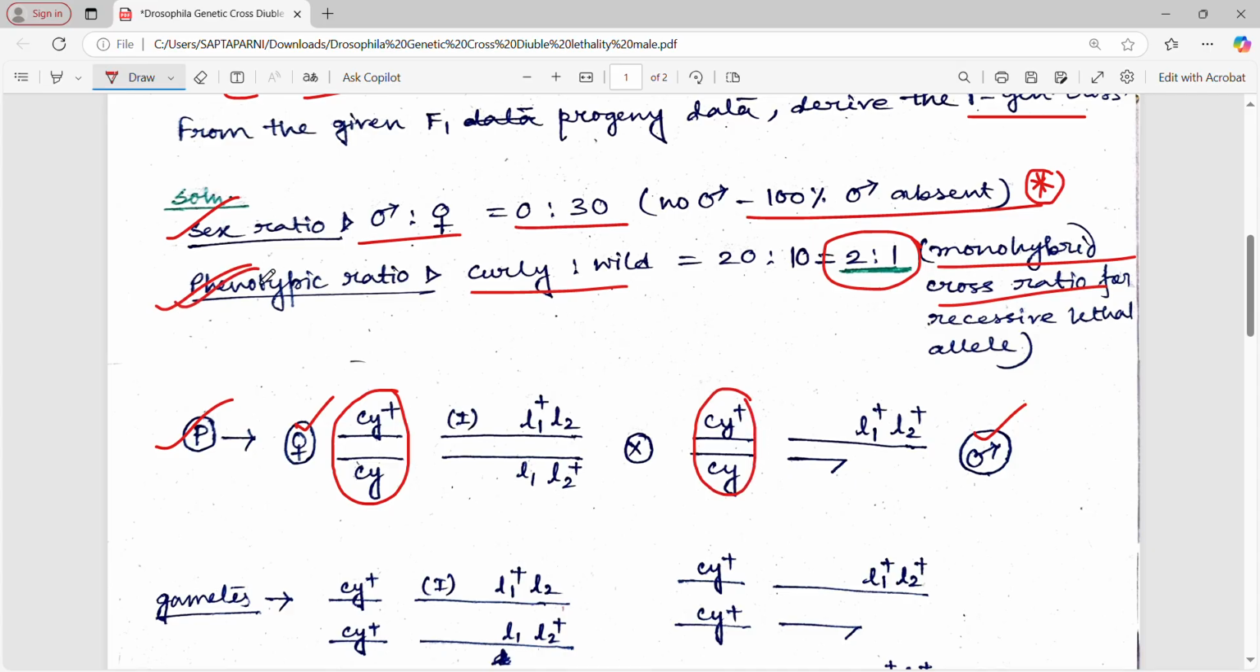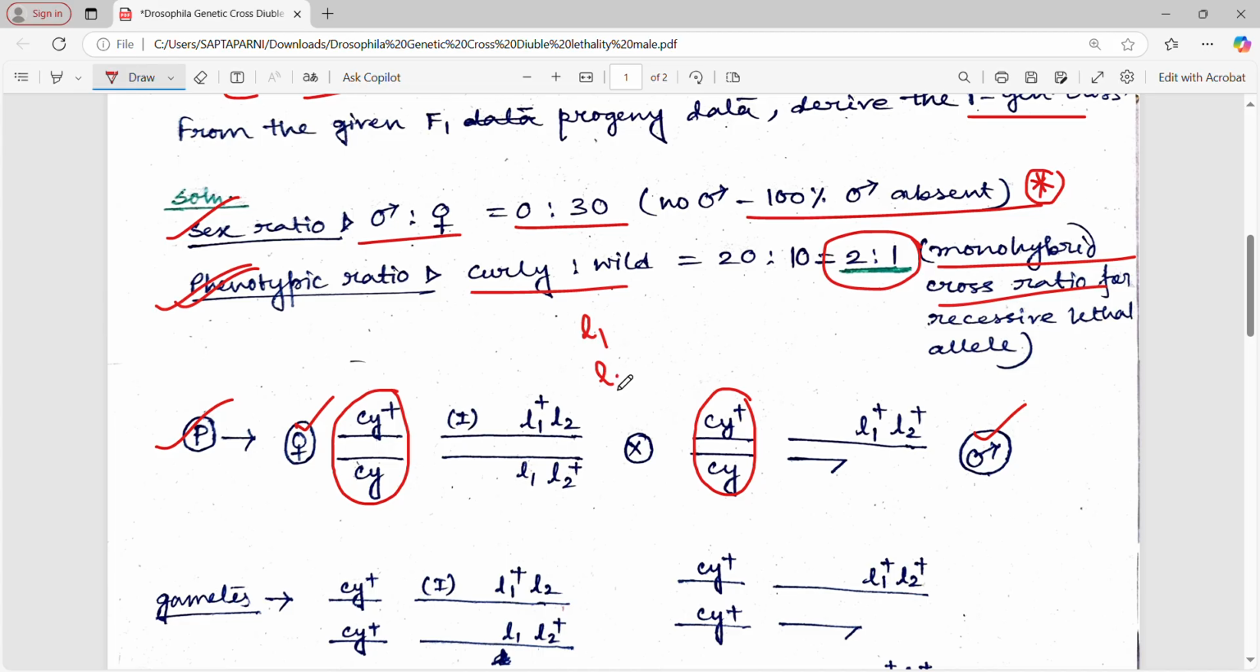Now you have to introduce the 100% male lethality here also. See here, in case of 50% male lethality, we considered one lethal allele on the X chromosome. But in case of 100% male lethality, one lethal allele, that is L, is not sufficient. We have to take two lethal alleles, that is L1 and L2. Okay, got it? L1 and L2.